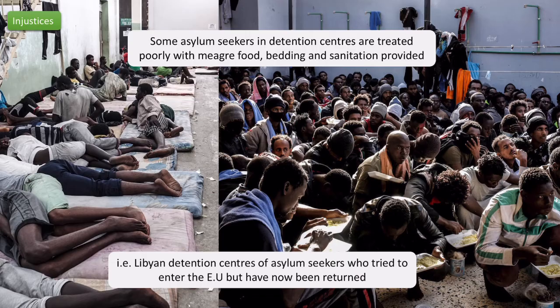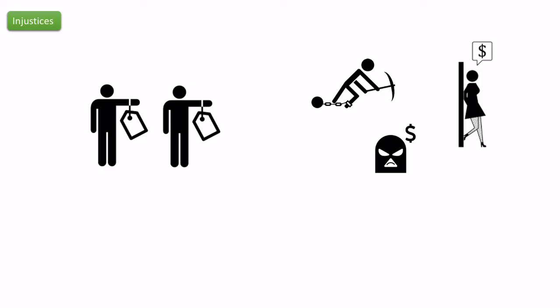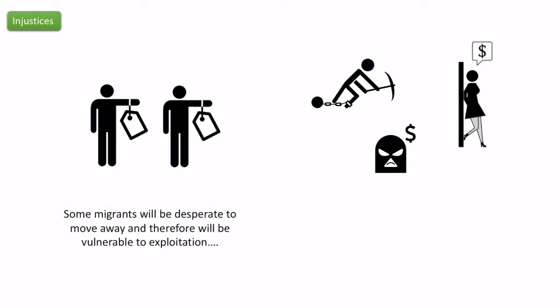This is an example of a Libyan detention centre where people have tried to migrate to the EU and have been returned, and they are applying to be refugees, so they're in the stage of seeking asylum. So you can see that they're often in very, very bad conditions, so it's a slightly unjust way that these people are being treated.